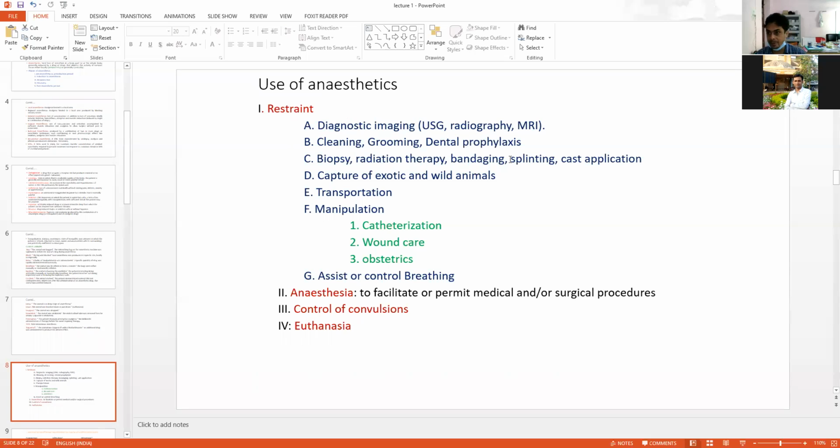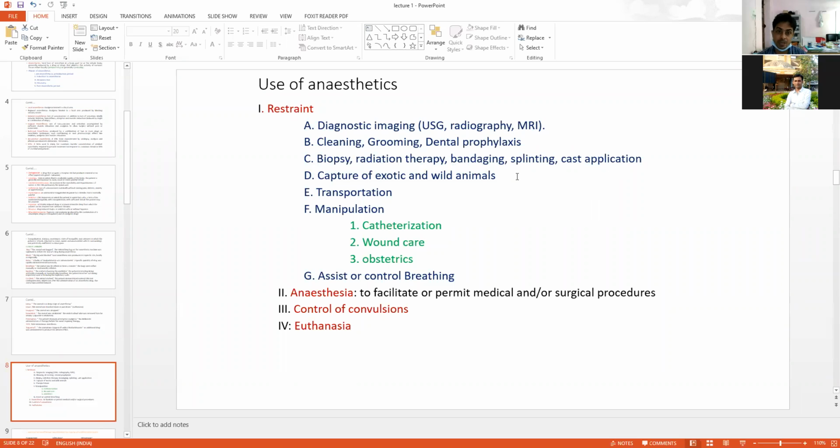Cleaning, grooming, and dental prophylaxis. Dental scaling is not possible without general anesthesia in the case of canines. In the case of large animals, we can go for a simple nerve block. Even in human beings, tooth extraction is possible by giving a nerve block for the nerve of the teeth we are interested in removing. Then for biopsy, radiation therapy, bandaging, and application of splints and casts, sometimes these procedures also require restraining, and this restraining needs anesthesia and sedation.